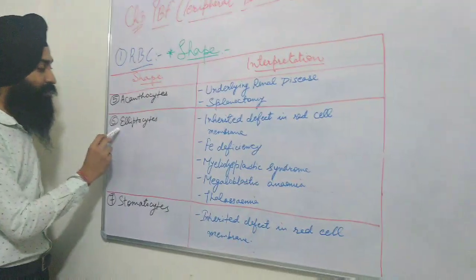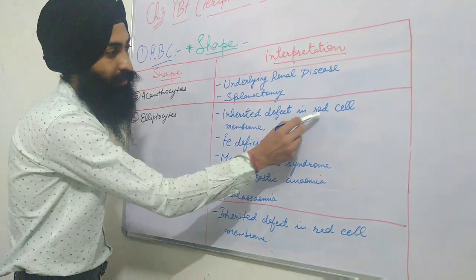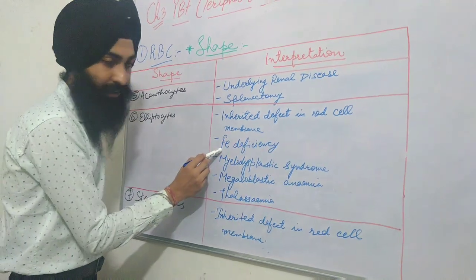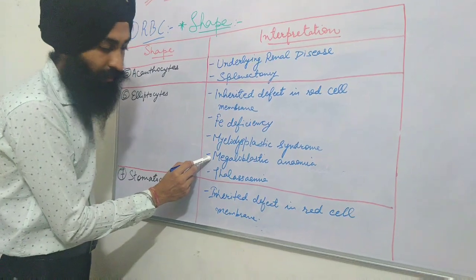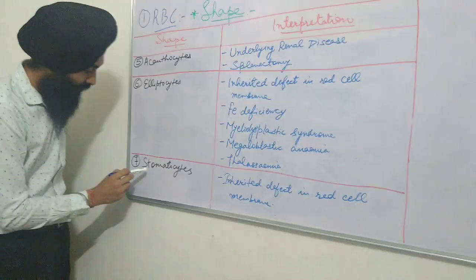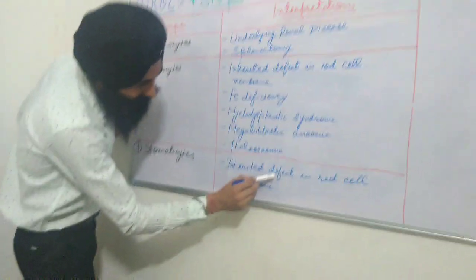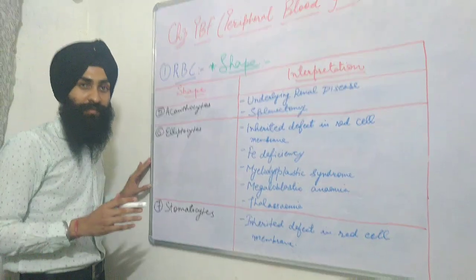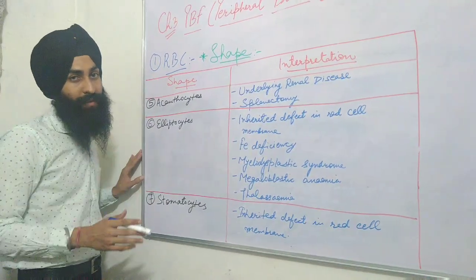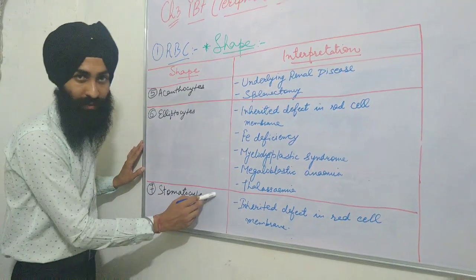And sixth one is elliptocytes. Elliptocytes are seen in inherited defect in red cell membrane, iron deficiency, myelodysplastic syndrome, megaloblastic anemia, and thalassemia. And the seventh one is stomatocytes, which are also seen in inherited defect in red cell membrane. So if there is any red cell membrane defect, we can see two types of shapes, elliptocytes and stomatocytes.